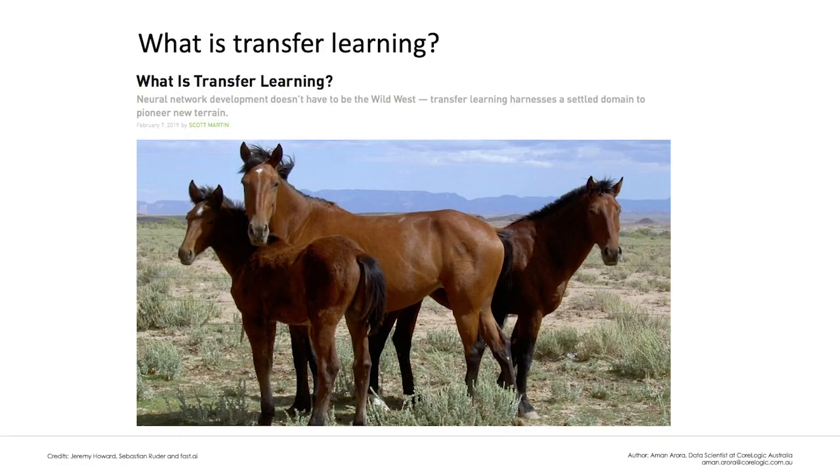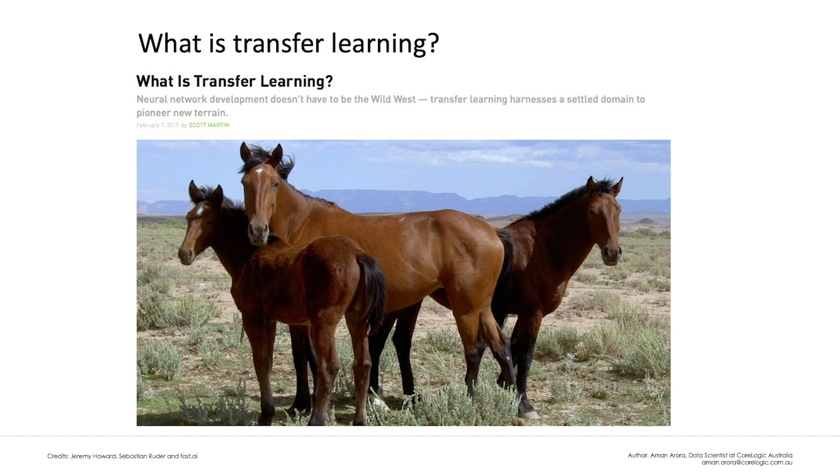For some reason, when I was looking for slides to put up, I was looking at NVIDIA, and they have a blog post with pictures of 3 horses, which to me doesn't make sense. It says transfer learning has to be something with the Wild West, so I don't know why that picture is there. That is not transfer learning.